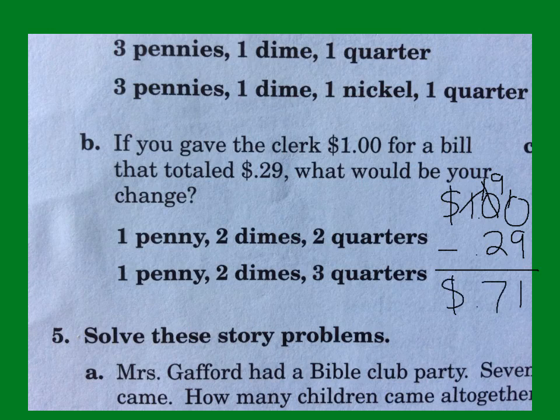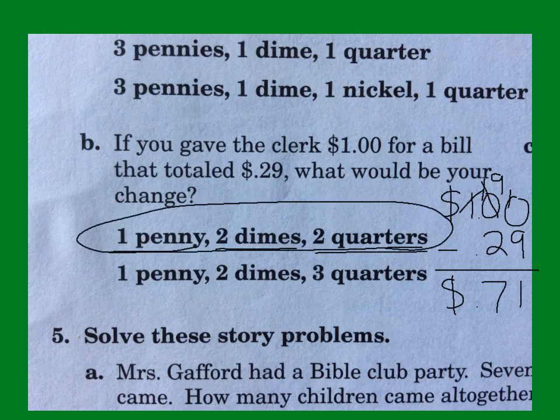Let's figure out which one of these is 71 cents. 2/4 is 50 cents. Plus 2 dimes, which is 20 cents. 50 plus 20 gives us 70. Plus 1 penny gives us 71 cents. So it looks like this is going to be right. Let's look over the bottom and make sure. 3/4, that's 75 cents. That's already too much. So we need to circle the top one. 1 penny, 2 dimes, 2/4.